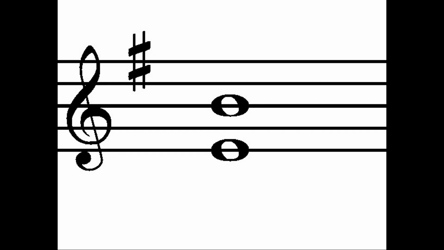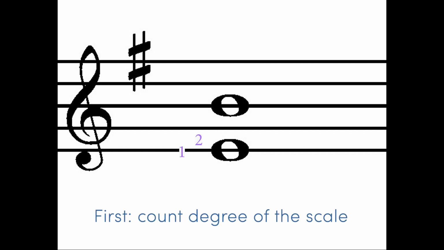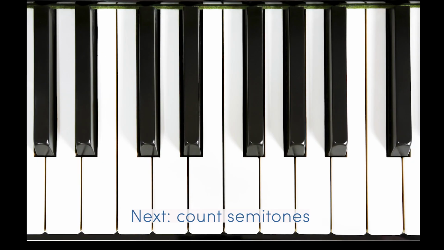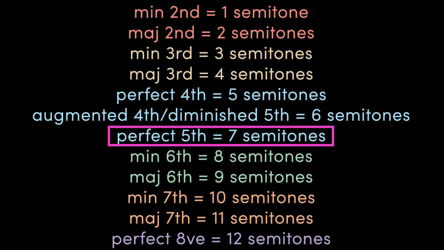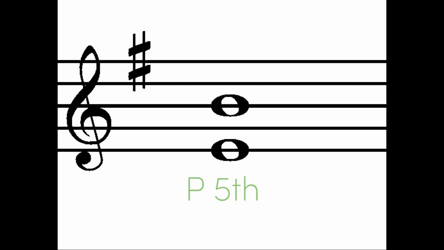We first count our interval through where it is in the scale. So we count the degree of the scale. This is going up 5 notes, so it's a fifth. Every space and every line. Then we go on to count the semitones, and on our list, 7 semitones gives us a perfect fifth. So the correct answer for this one is perfect fifth.